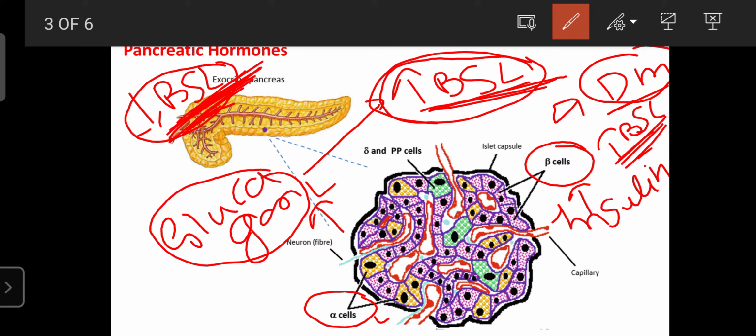Okay, so due to entry of the glucose into the beta cell, it can cause depolarization, due to alterations in the concentrations of the potassium. So due to that phenomenon, the beta cell can release the insulin. That released insulin acts on the insulin receptors.